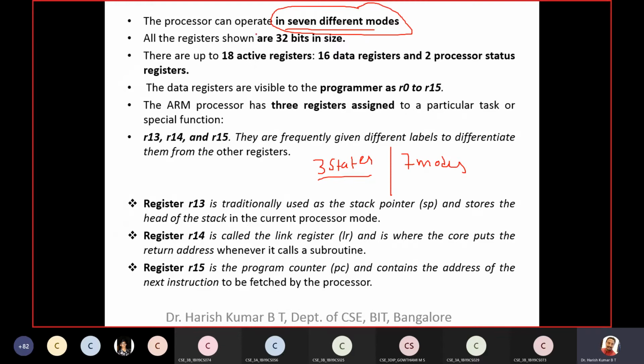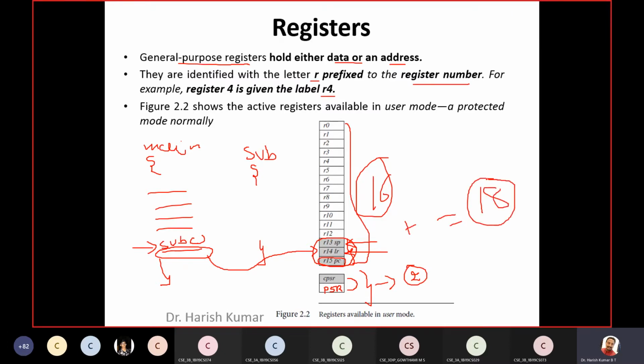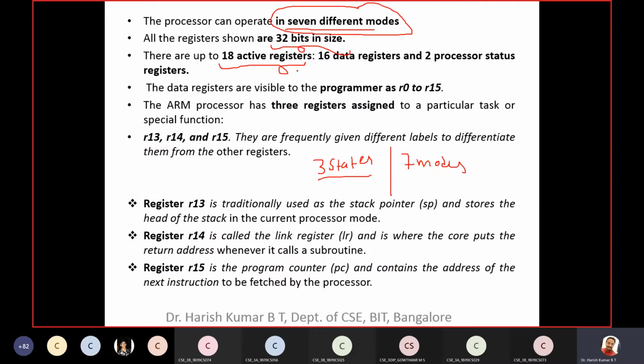You'll understand. All registers shown are of capacity 32-bit. And there are up to 18 active registers. So how many active registers? 18. What are they? R0 to R15, how many? 16 registers total, because starting from 0 to 15, 16. And there are two special registers: CPSR and SPSR, the current program status register and saved program status register. 16 plus 2 is equal to 18. There are 18 active registers.